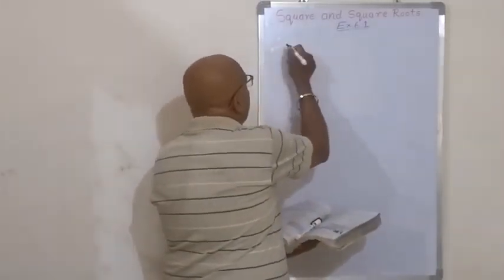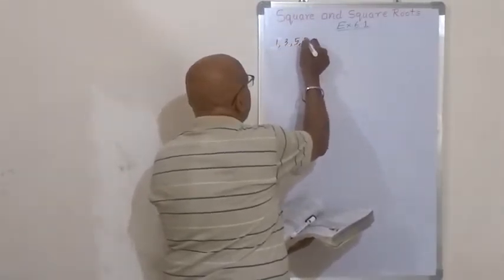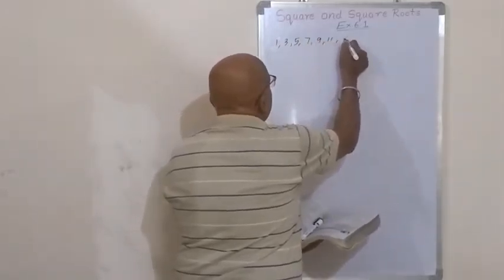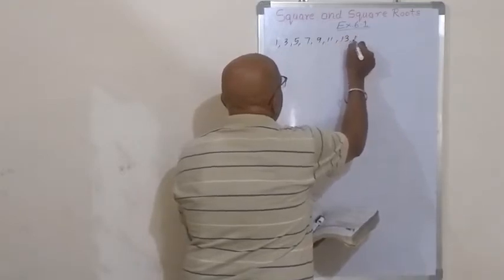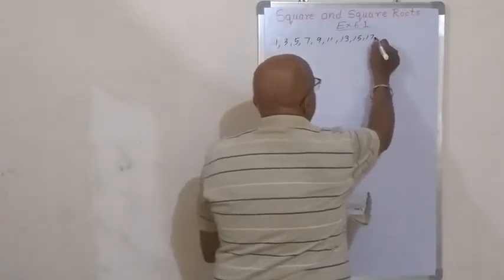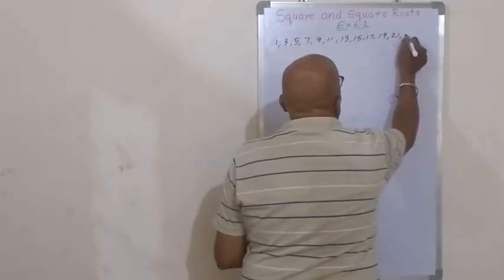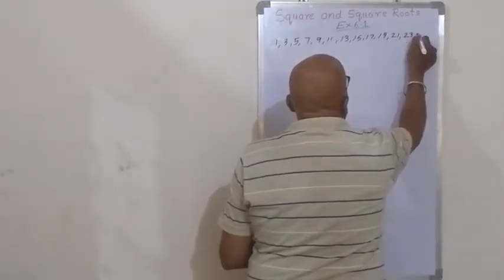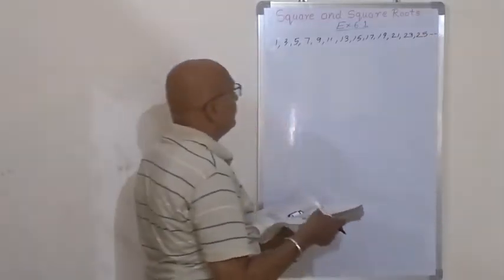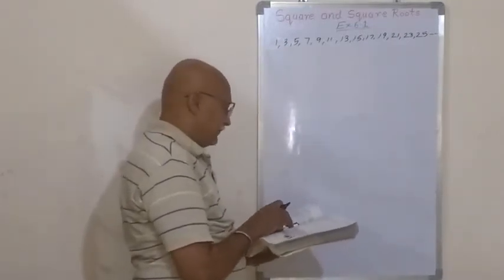I will write first: 1, 3, 5, 7, 9, 11, 13, 15, 17, then 19, 21, 23, 25, etc. Now this is the series of all odd numbers starting from 1.